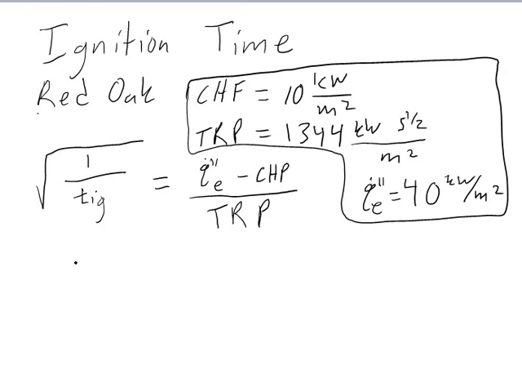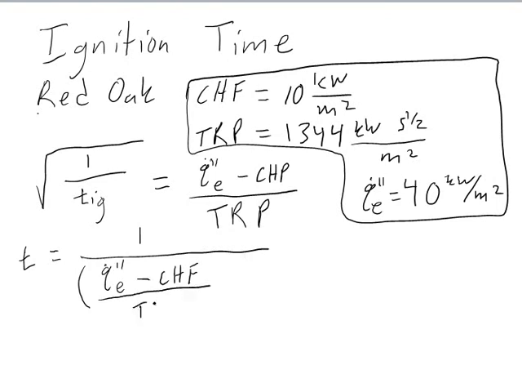So we need to rearrange this equation for t ignition. So we have t ignition is equal to 1 over the incident heat flux minus the critical heat flux, over the thermal response parameter, squared. And so we can plug in our numbers.